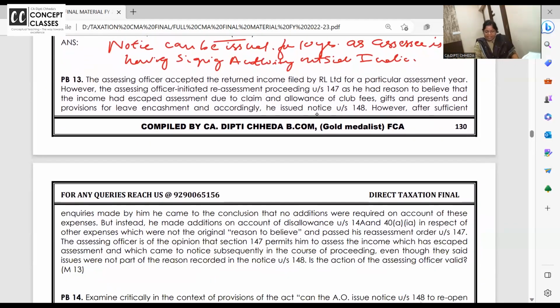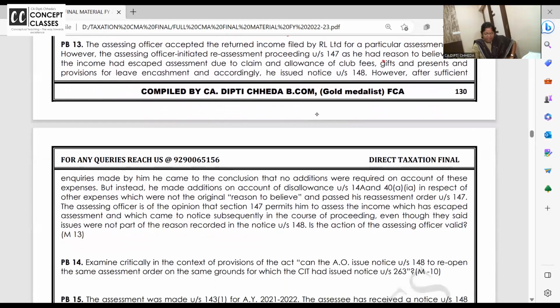The assessing officer accepted return filed by RL for particular year. However, AO initiated reassessment. He had reason to believe that some income has escaped assessment. Due to claim allowance of club fees, gifts and all. Okay. He issued notice. However, after sufficient inquiry made by him, he came to conclusion that no notice were required on account of these expenses, but instead he made addition of disallowance under 14A and all.